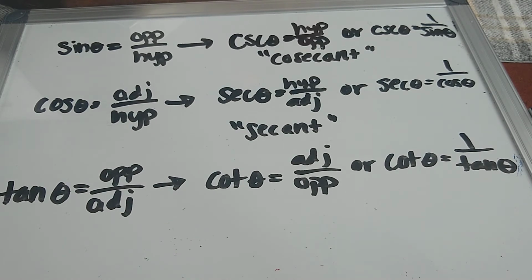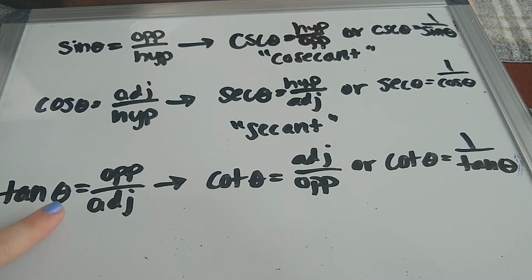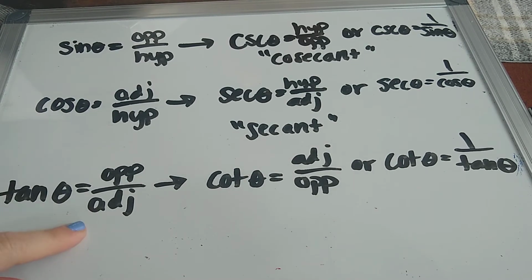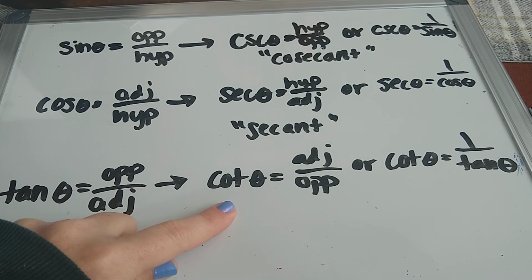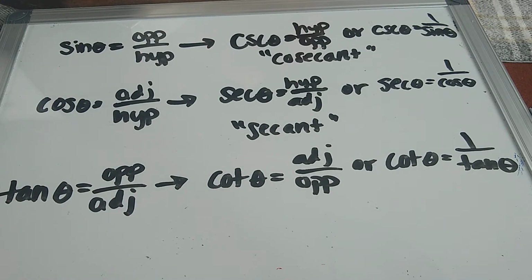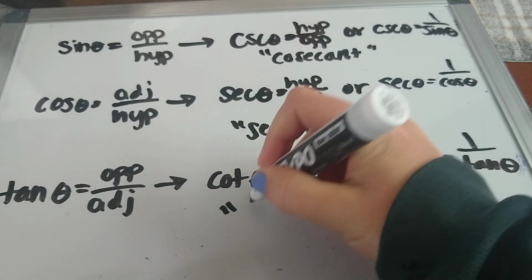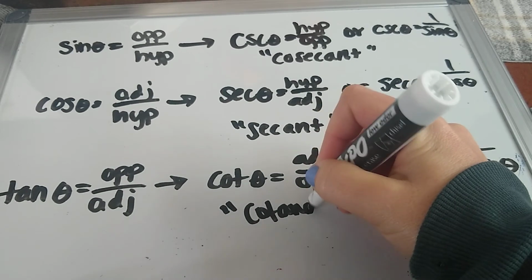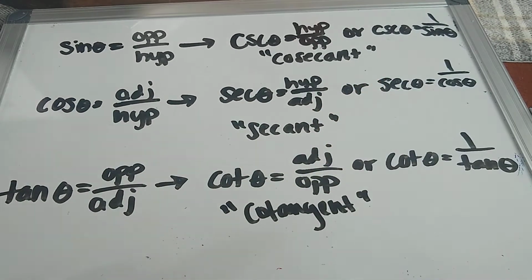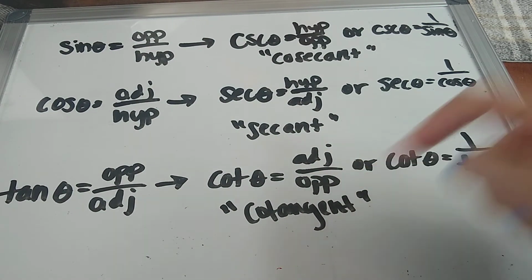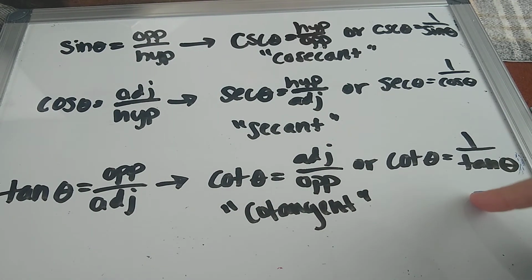All right, the last one is tangent. So tangent, again, is opposite over adjacent. Its reciprocal is cotangent, COT for short, and that one's the reciprocal of tangent, adjacent over opposite. Also seen as cotangent theta equals 1 over tangent theta.